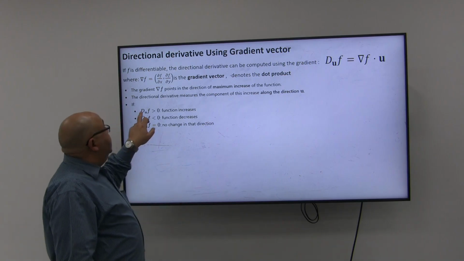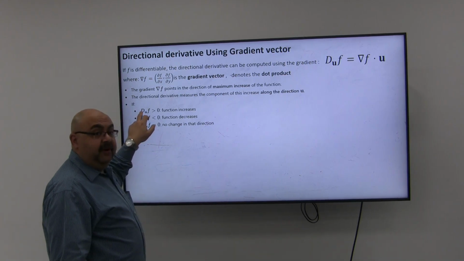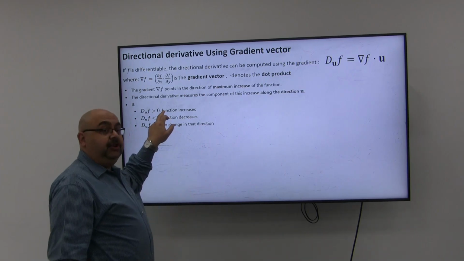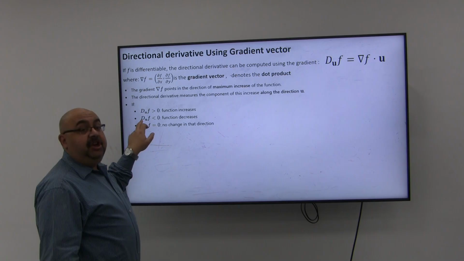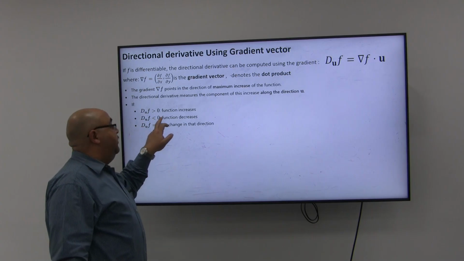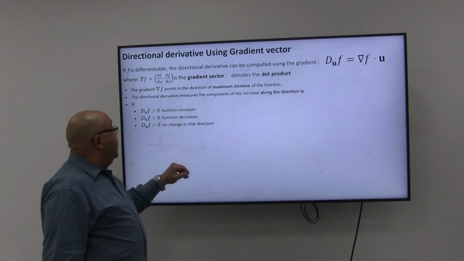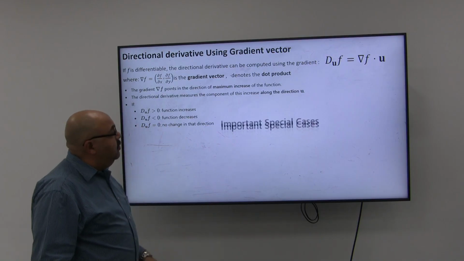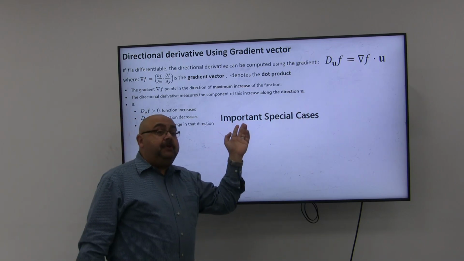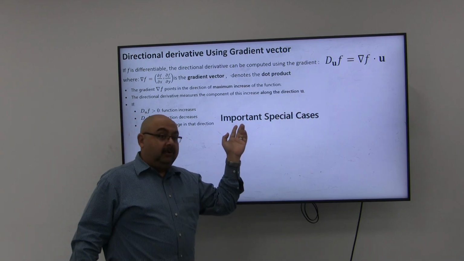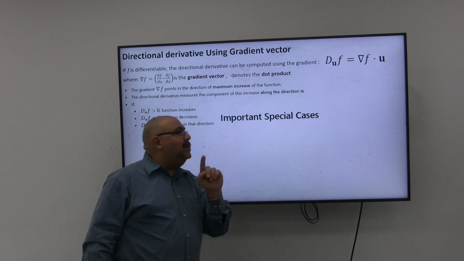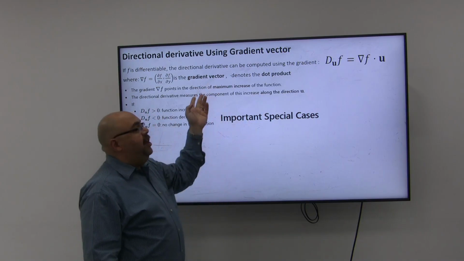Remark that if the directional derivative of the function is greater than 0, it means the function is increasing in this direction. And if the directional derivative of the function is less than 0, it means the function is decreasing in this direction. And if it's equal to 0, there is no change. Important, those are the two special cases, Muhammad, that I told you about. The partial derivative in the x direction is a special case of the directional derivative.